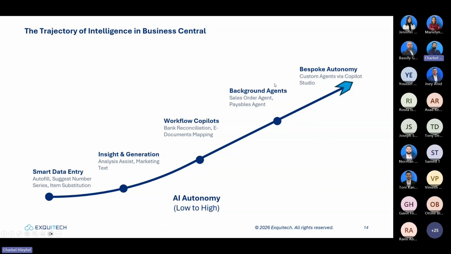But notice when we actually go to the higher end of this arrow, it's actually specifying the background agents and the bespoke autonomy. So we are moving away from the AI that you have to ask, or the AI that's going to be assisting you, towards more of an AI that can work while you are sleeping. The future isn't just about a chatbot, it's about autonomous agents that can handle end-to-end workflows on your behalf.